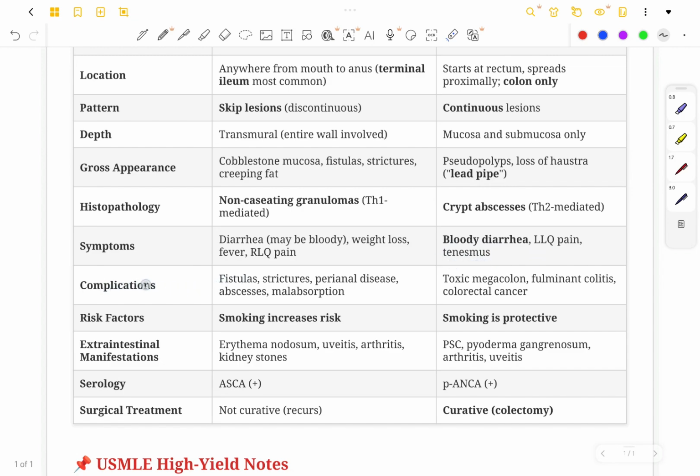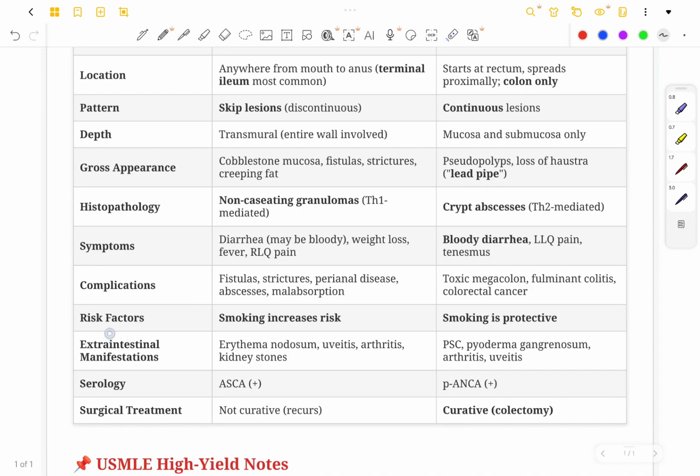7. Complications. Crohn: fistulas, strictures, perianal disease, malabsorption. Ulcerative colitis: toxic megacolon, fulminant colitis, increased risk of colorectal cancer. Toxic megacolon is a life-threatening emergency in UC.